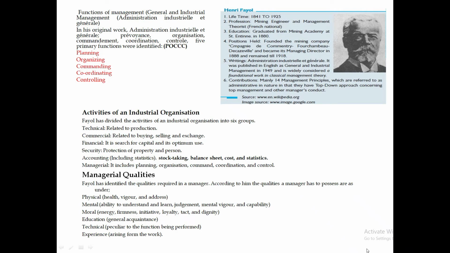Hello, welcome back. This is part 3 of the same chapter, which is evolution of management thought. So now we're going to speak about Henry Fayol.